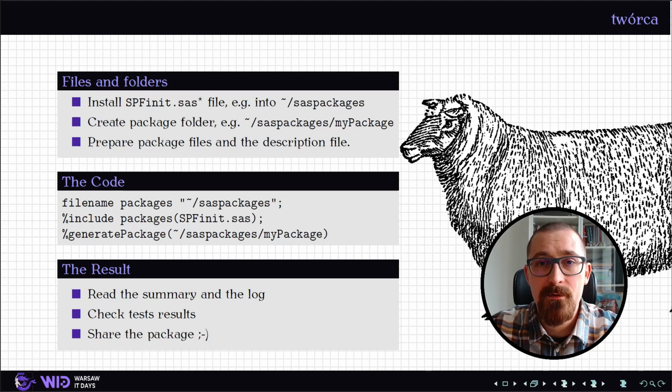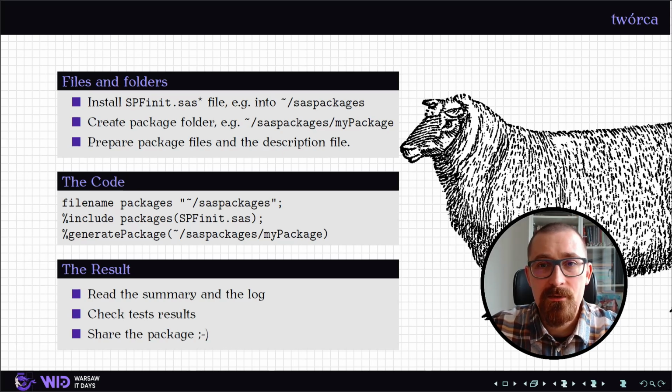But assuming that you already prepared those files and the description file, now you're running those 3 lines of code. So first one, enabling the location for packages where the framework is installed. Then you are enabling the framework with the include statement, and then the third line, the generate package macro, which takes your files which you prepared for the package and creates a package for you.